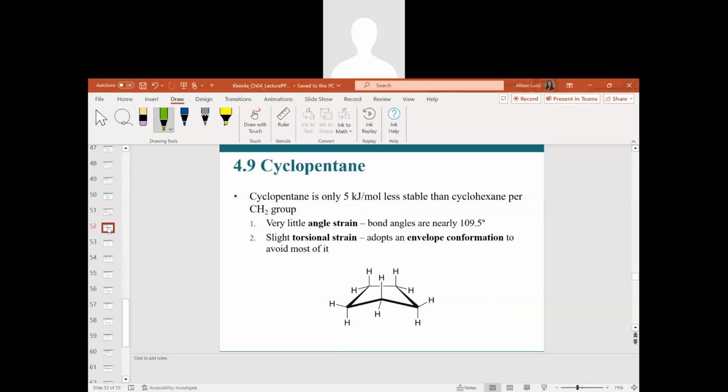We can see something similar with cyclopentane, but not as drastic of a structural change. Cyclopentane is only 5 kilojoules per mole less stable than cyclohexane for every CH2 group. And notice that it has very little angle strain. It's almost that perfect or ideal 109.5, and it has very slight torsional strain as well. So it doesn't need to pucker or make quite as bendy of a structure. It can take on this envelope conformation. This looks like, down here, a type of envelope, to avoid most of those strains.